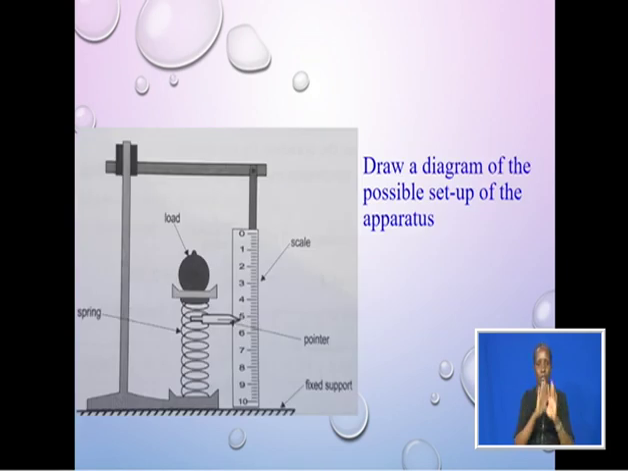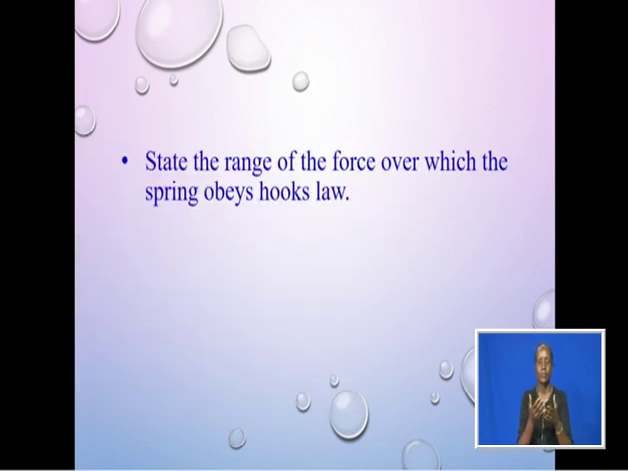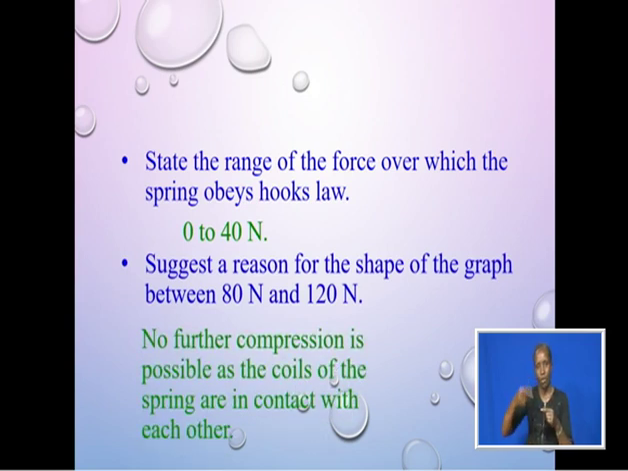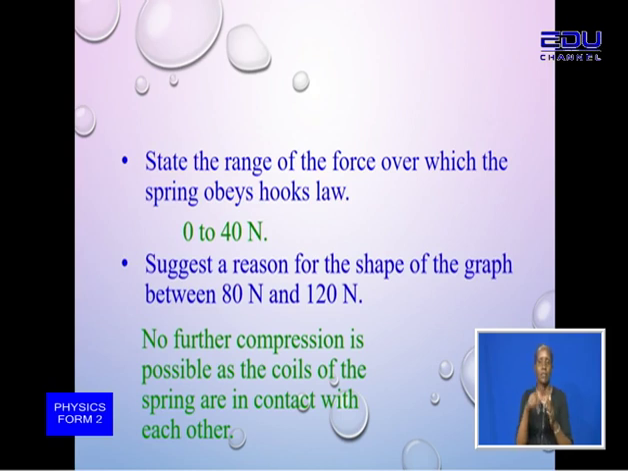So the possible diagram of the setup is as shown. We have the load on top of the spring and the pointer running along a scale as we add more weight. So state the range. Of course, the range would be the range where we have a constant gradient, and the range where we have the constant gradient is 0 to 40 newtons. And then suggest a reason for the shape of the graph between 80 newtons and 180. Of course, in this case, it is because the coils of the spring are all in contact and the spring cannot be made shorter anymore.